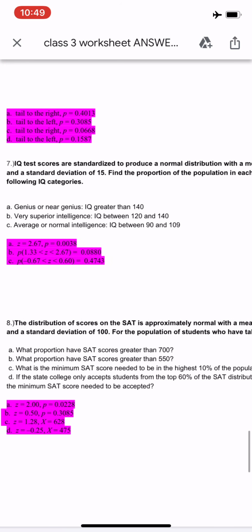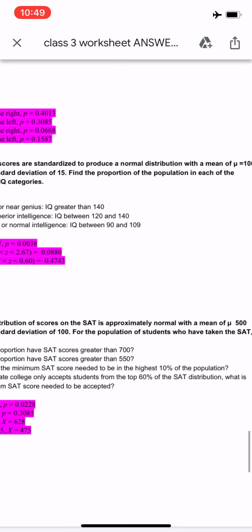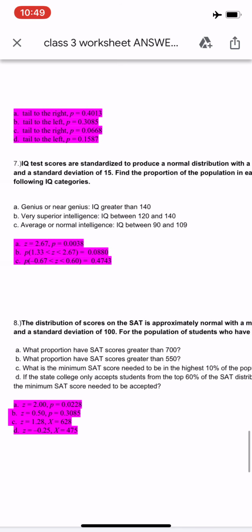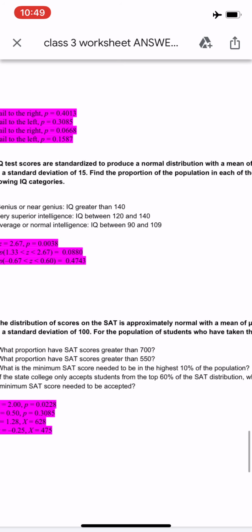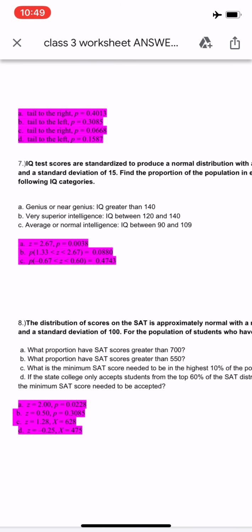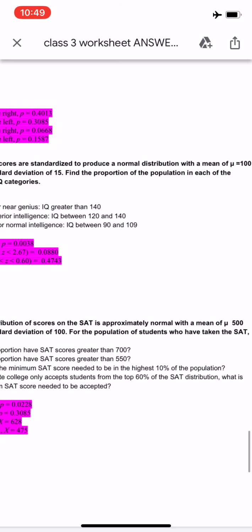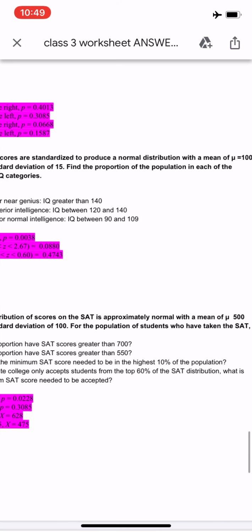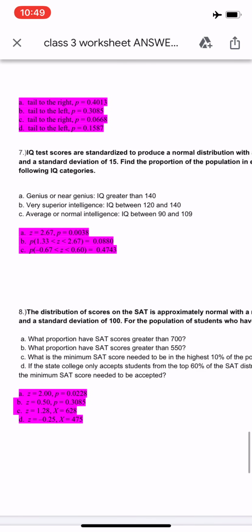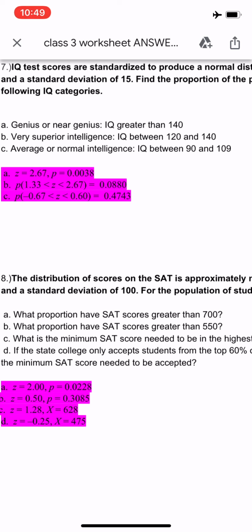All right, number 8. The distribution of scores on the SAT is approximately normal with a mean of 500 and a standard deviation of 100. For the population of students who have taken the SAT, what proportion of SAT scores are greater than 700? So what do we do here? We'll plug it into the z-score formula. 700 minus 500 divided by 100 equals 2, right? 200 divided by 100 equals 2. So we know the z-score is 2. Now, if we're looking for greater than a positive z-score, we always look in the tail. So you get a P of 0.0228.